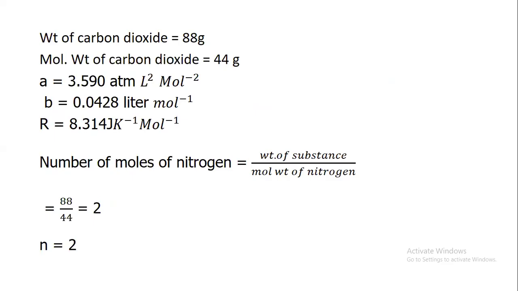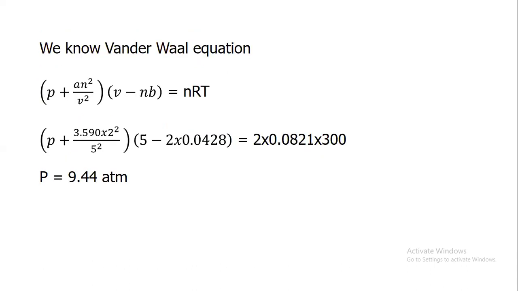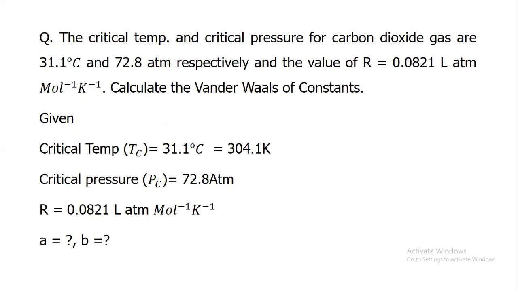Number of moles equal to weight of substance over molecular weight. So 88 over 44, the number of moles is 2. We know that van der Waals equation P plus a n square over V square, times V minus nb, equal to nRT, substituting the values, P equal to 9.44 atm.